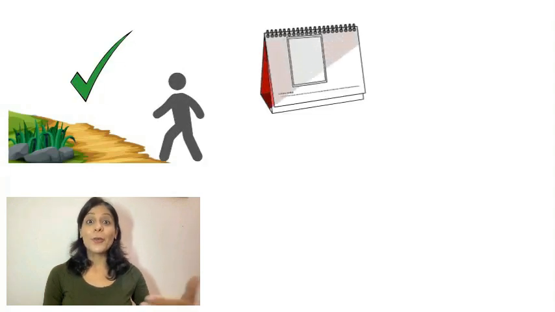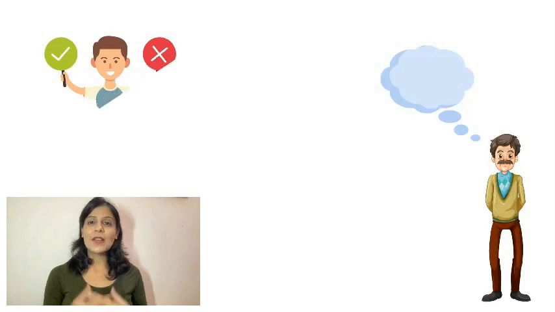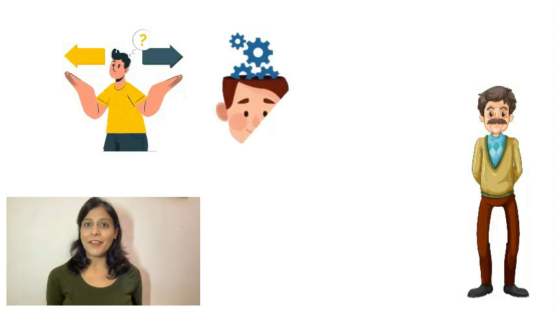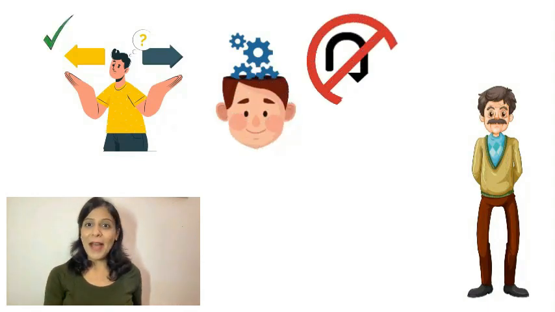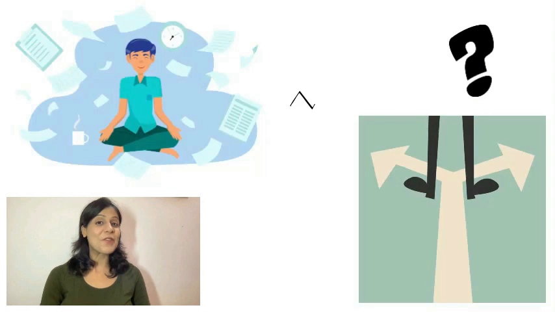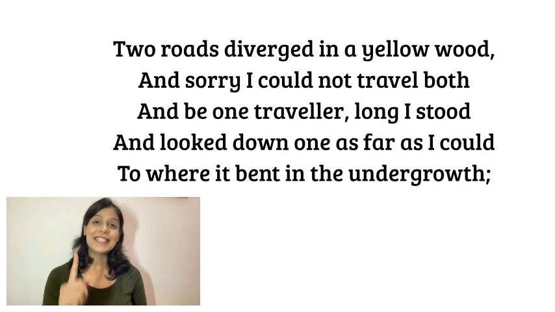Years later, the poet recalls his making that choice. He says that it has made all the difference. The poet means to say that the choices which one makes in one's life are made forever. One can't turn back and make a second choice. Therefore, it is essential to make one's choices very carefully. So now let's understand the poem in detail. We're going to start with the first stanza.